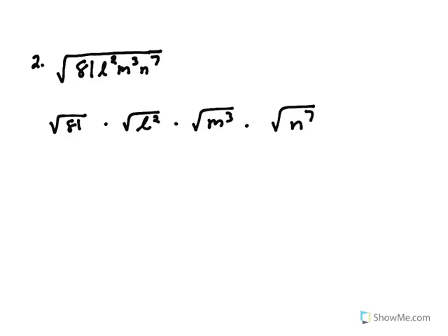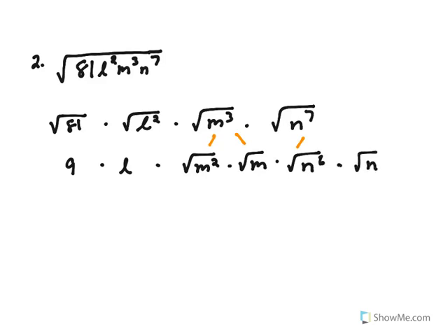We're going to look for the perfect squares. Well, the square root of 81 is definitely 9. And the square root of L squared is just L. Those are 2 perfect squares. Now this one is an odd exponent, so we're going to reduce it by 1. So that would be like m squared times m. And then this one, again, is an odd exponent, so we're going to reduce it by 1: n to the 6th times n.